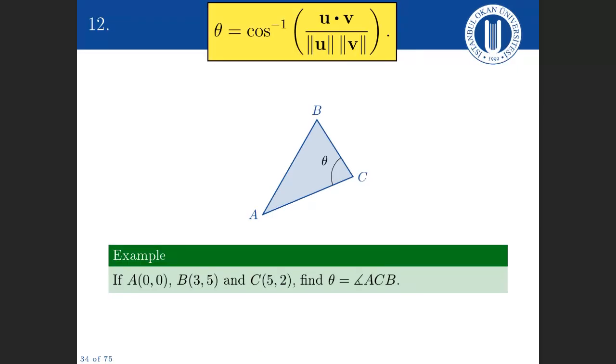Let's do another type of question. Again, the formula is at the top in the yellow box. We're going to use this to find the angle theta in this picture, where A is the point 0, 0, B is the point 3, 5, and C is the point 5, 2.